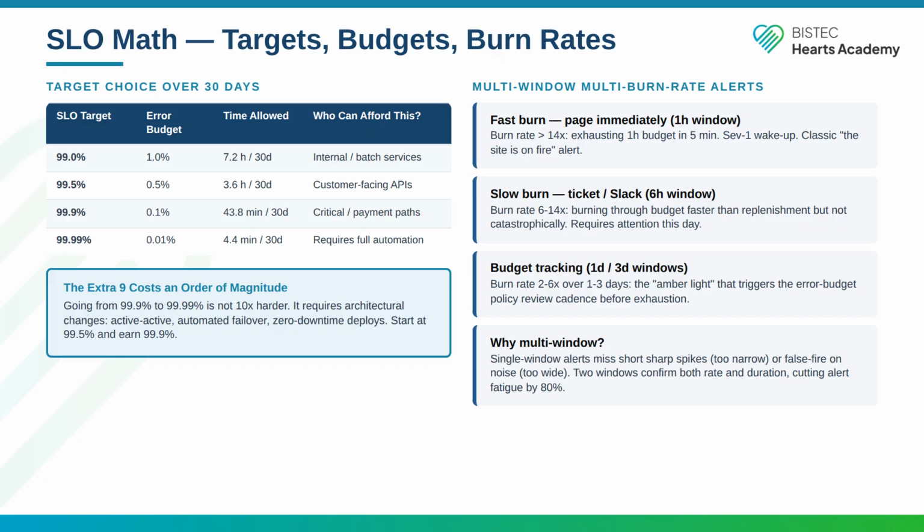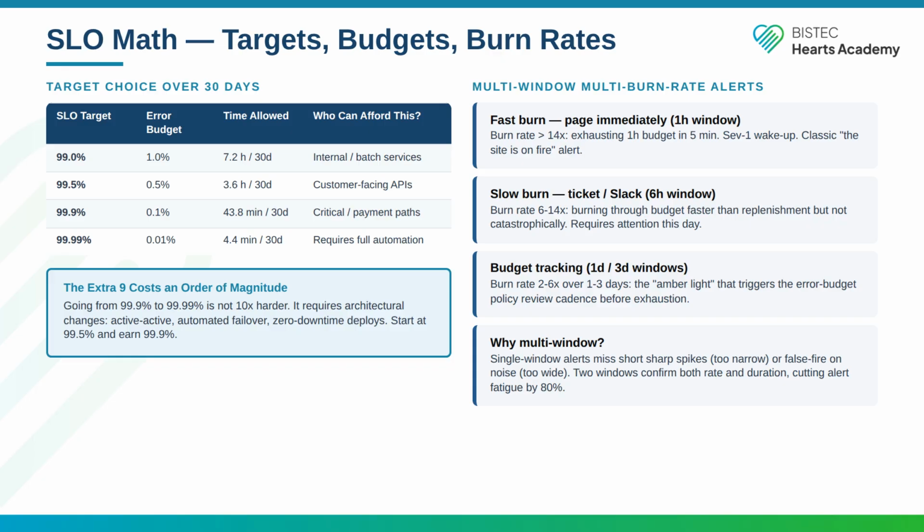Compare that to 99.5%, 3.6 hours of budget per month. Enough to run 2 zero-downtime upgrades, take a database backup window, and still have 45 minutes for genuine incidents. The difference between 99.5 and 99.9 in engineering cost is not incremental. It's typically an order of magnitude more reliability investment. The right target is the one that matches what customers actually need, not the highest number you can claim. Ask, if we miss this target, does the customer notice? If the answer is no, the target is too tight.